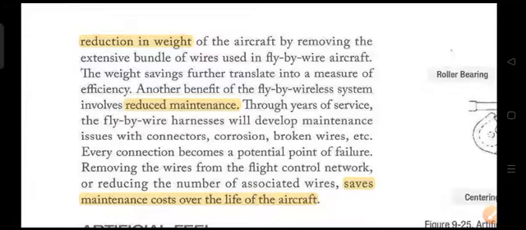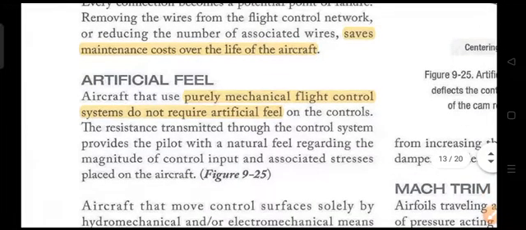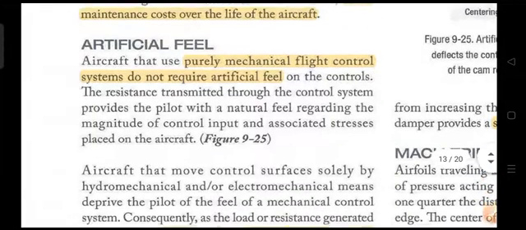Just like a remote control is used, in the same way everything will be controlled from the cockpit by remote control mechanisms inside the aircraft. That requires a lot of sophistication, obviously. It will reduce the maintenance also, and it saves maintenance costs over the life of the aircraft. Electrical hazards will be less in those cases.